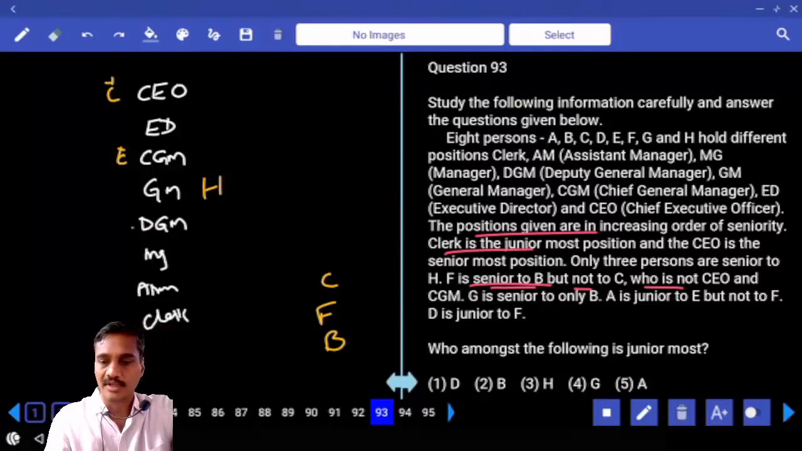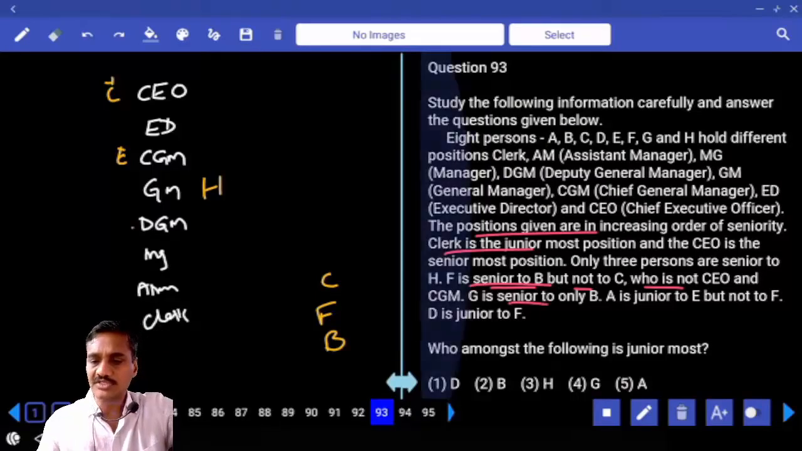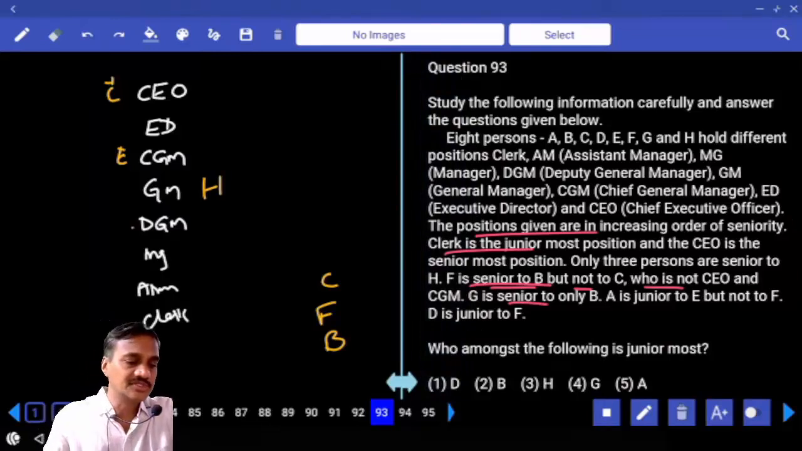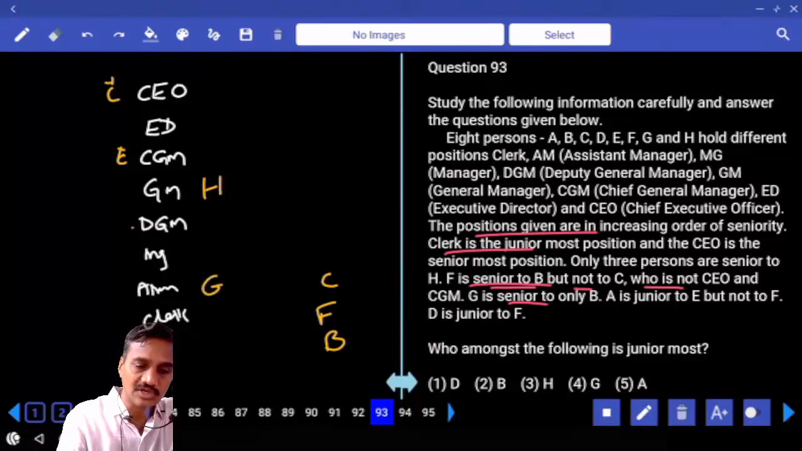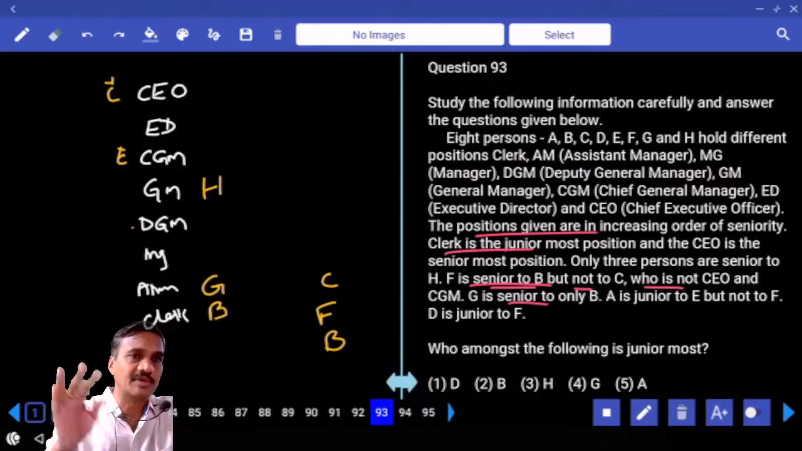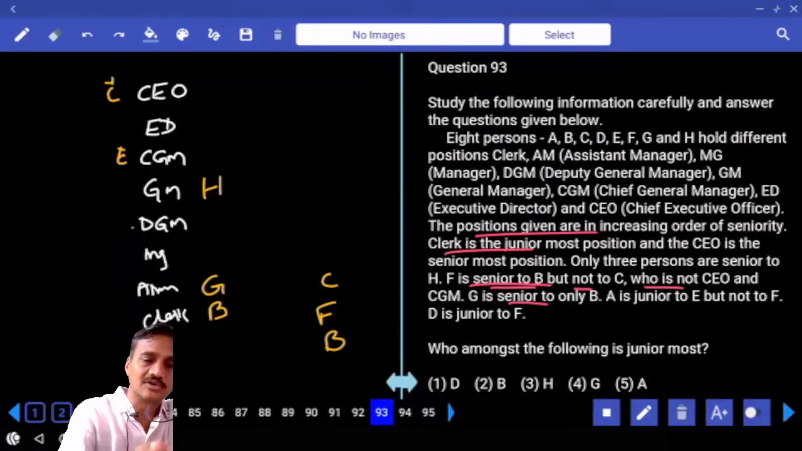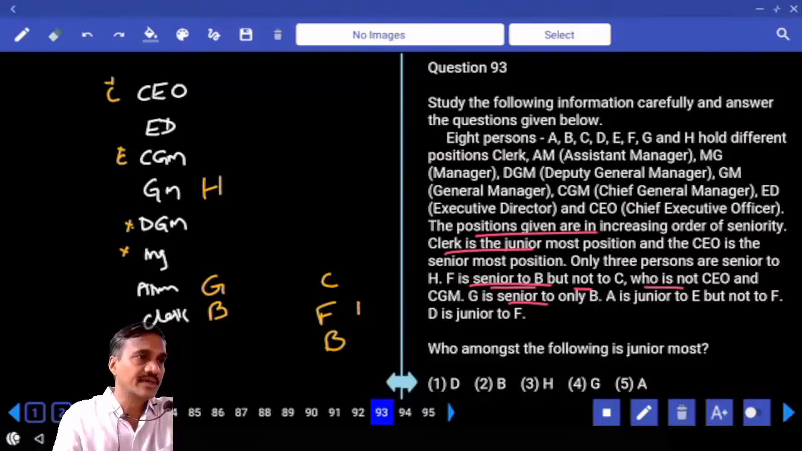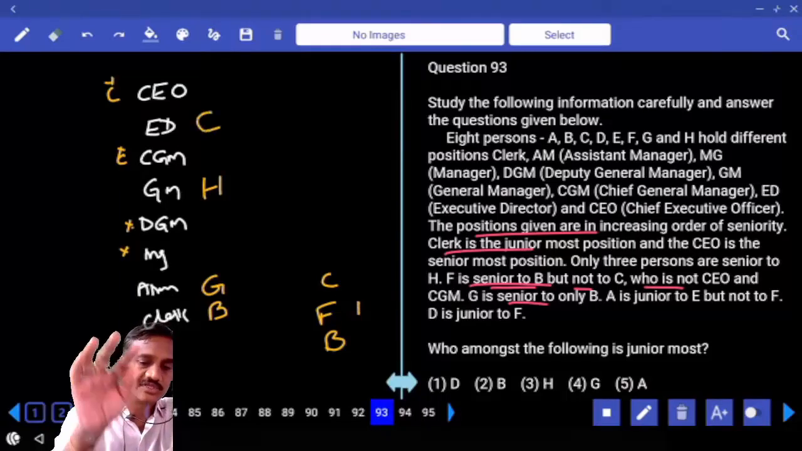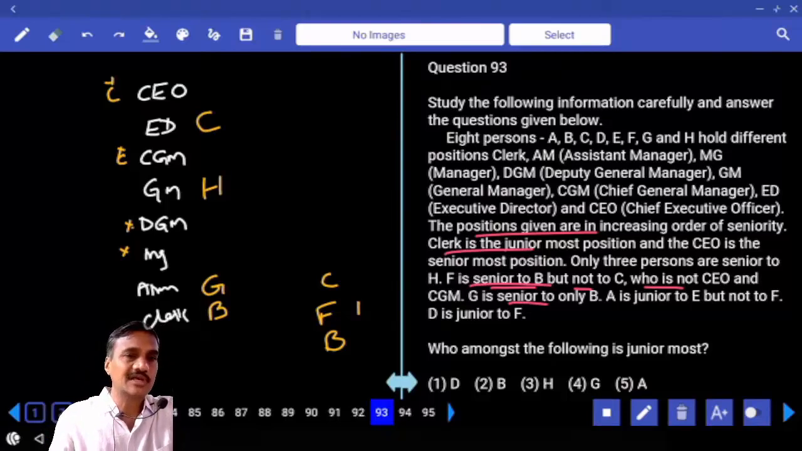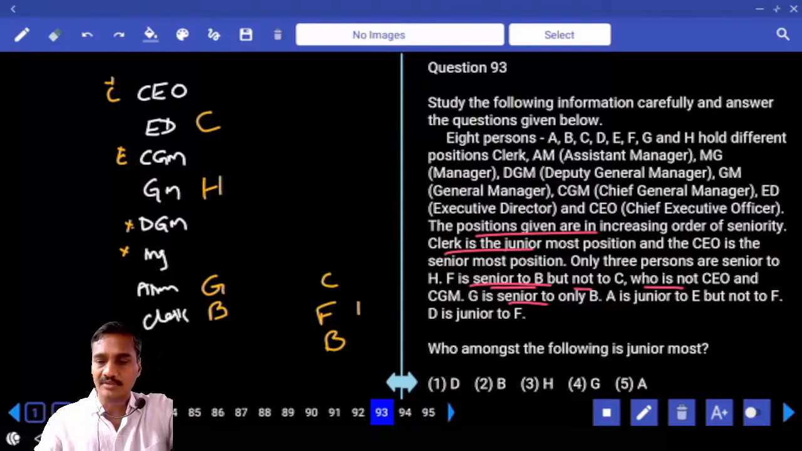And next one. G is senior to only B. Now the G is senior to only one person, that is B, and he is junior to the remaining persons. కనుక G and B ఇక్కడ అయిపోయారు. G and B ఎక్కడైతే, ఇక్కడ C ఉండకూడదు, ఇక్కడ C ఉండకూడదు. C తర్వాత F and B ఉండాలి. ఇక్కడ కూడా C ఉండకూడదు. F and B మనకి ఇంకా CGM అవ్వచ్చు, DGM అవ్వచ్చు, MGM మేనేజర్ అవ్వచ్చు. But not to C. C who is not CEO and CGM.